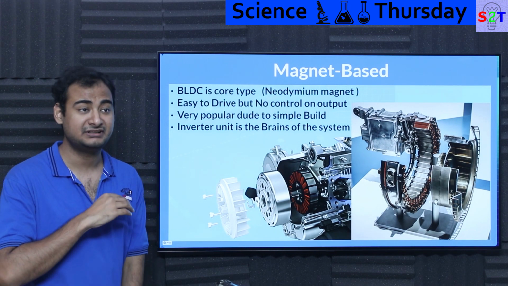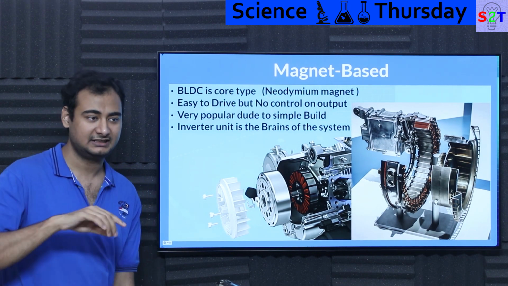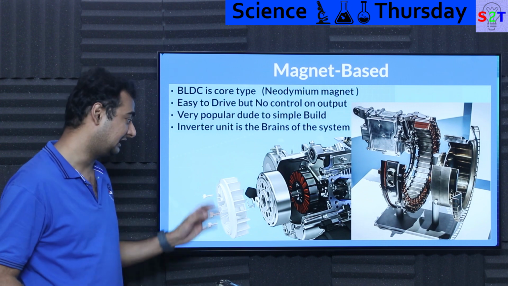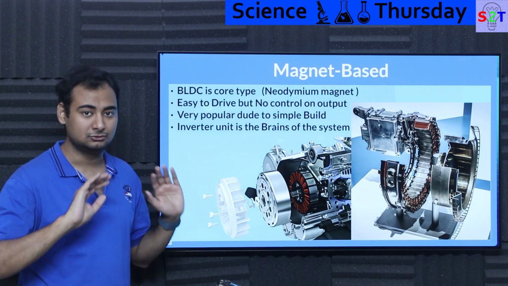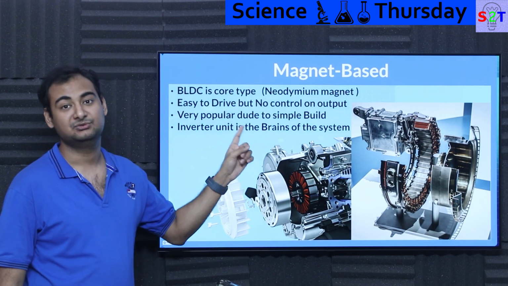Specifically as a generator, you don't even have to have an exciter or capacitors. It's like just spin it, done. That's why people like the magnet system. Just spin it, done, go home, sweet dreams. But they do not have any control over the output.